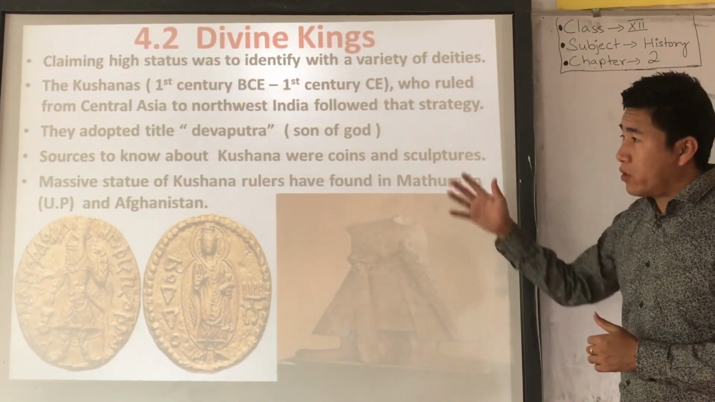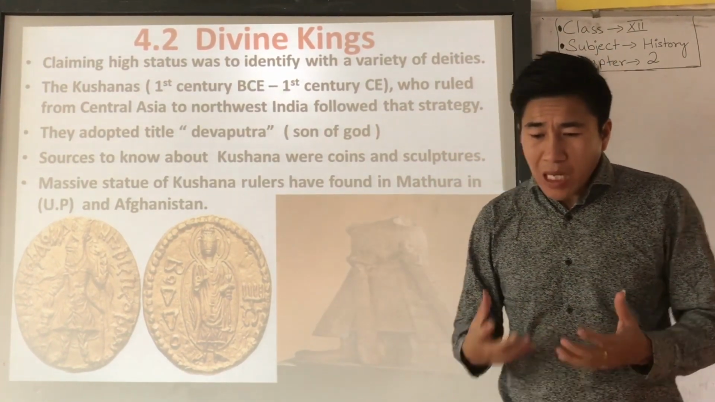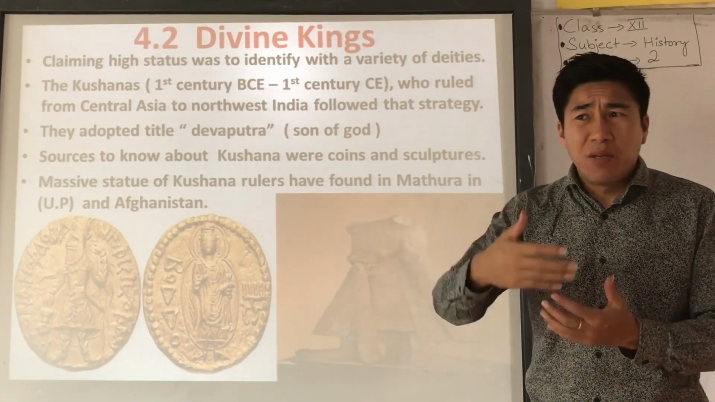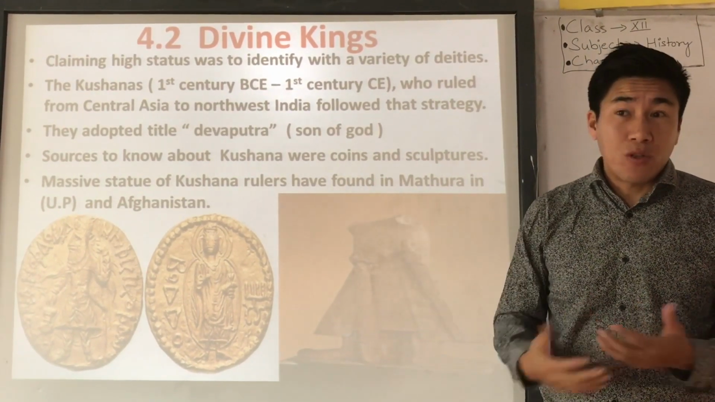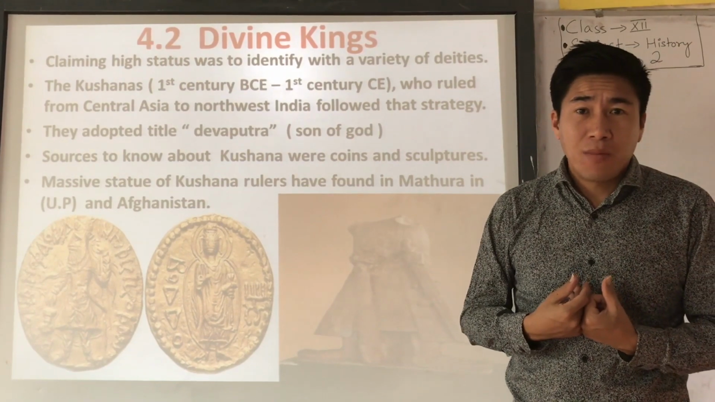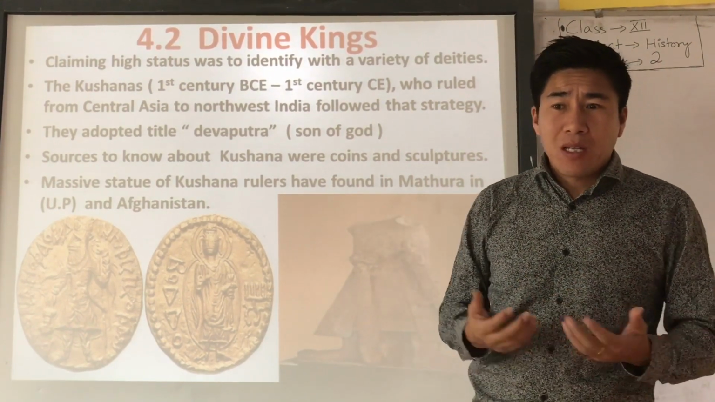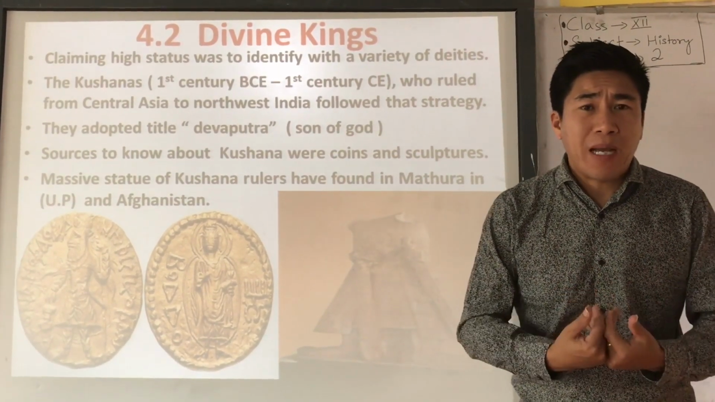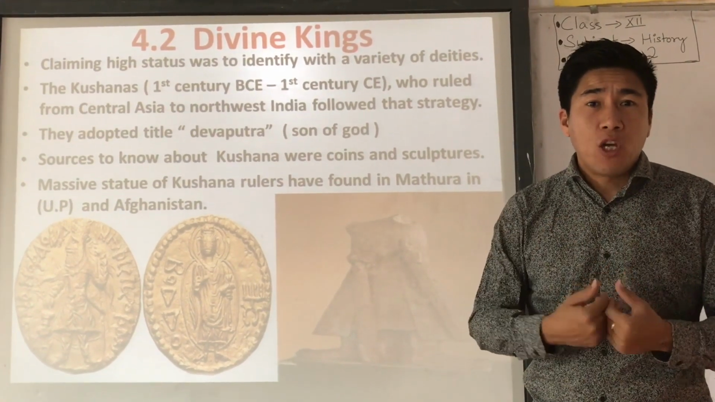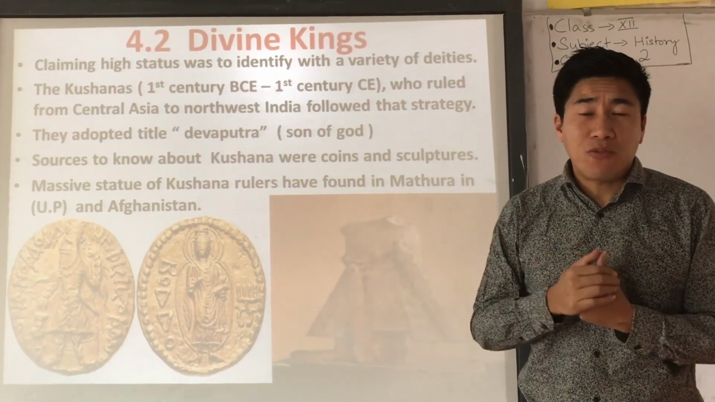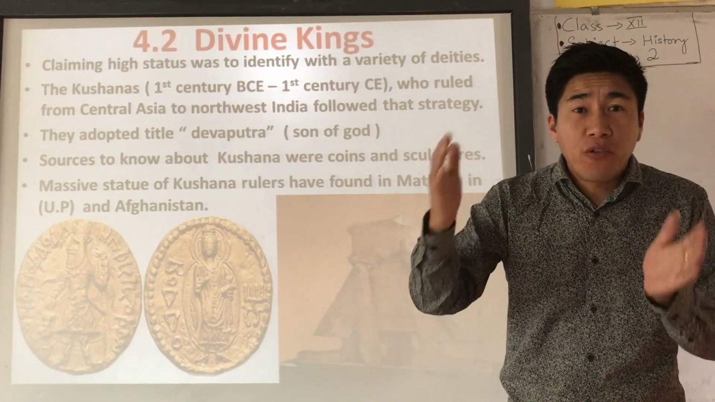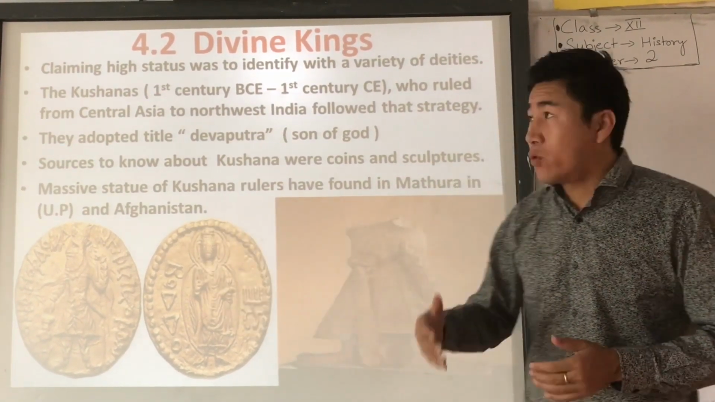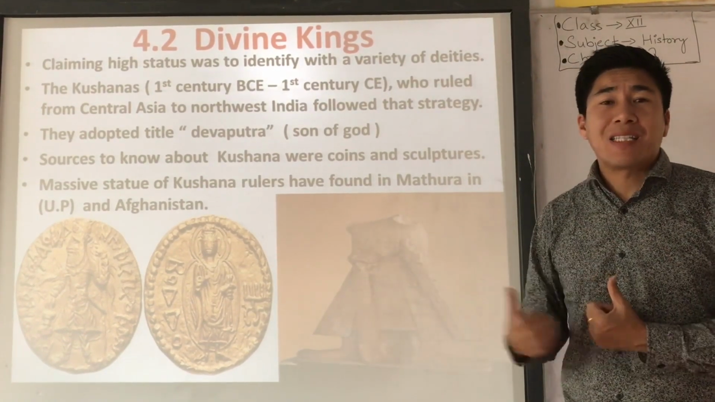So this is about how the ancient kings, not only the Kushanas, but also in the medieval period, during the Mughal period, the Mughal kings also used to claim high status. Why do they claim high status? Because they want some kind of respect from the society, from the people. If they claim this kind of title, their reign will remain longer. So that's the reason they claimed high status during that time.